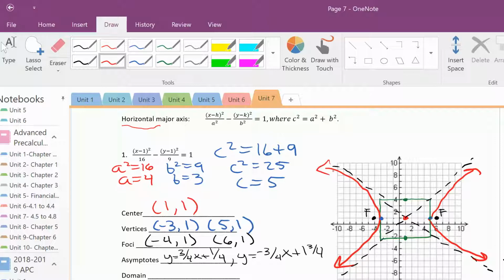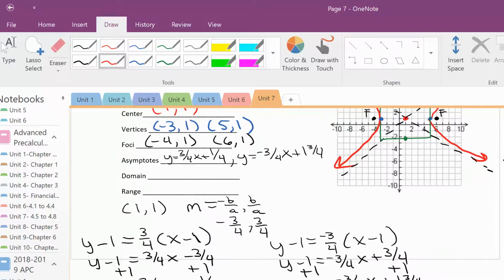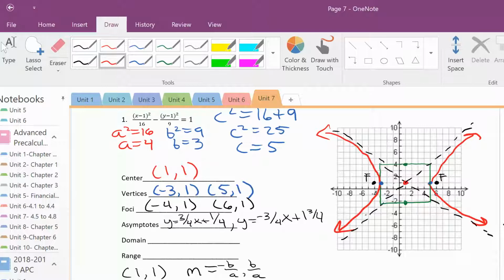And then your domain, remember, because it's horizontal, so domain is negative infinity to the first vertex, which is -3, and then it's from 5 to infinity. The range is all real numbers.